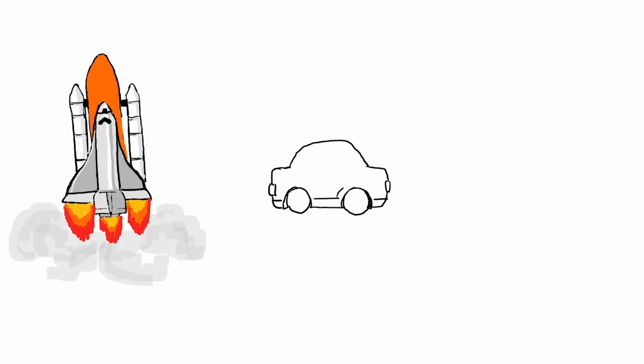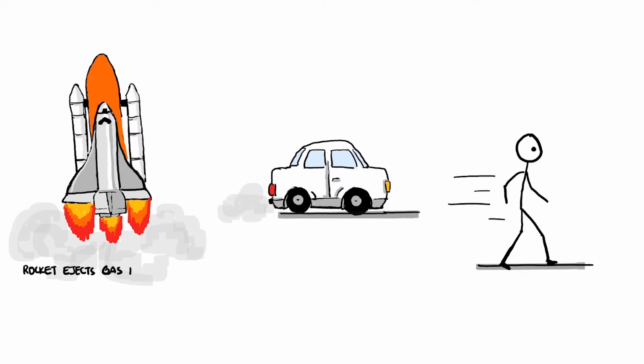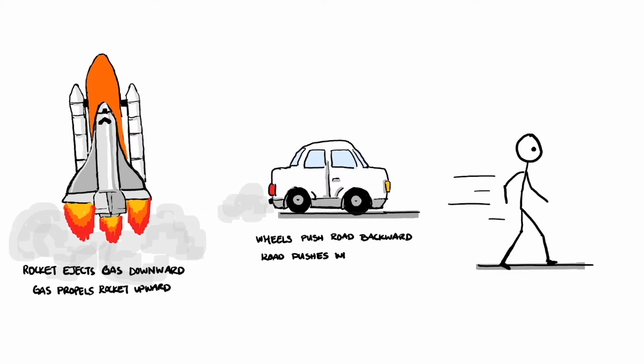This law is built into everything we do. We wouldn't be able to launch rockets into space without Newton's third law. In fact, we wouldn't be able to drive or even walk. As a rocket ejects hot gas downwards, the gas reacts to propel the rocket upwards. As the wheels of your car push the road backwards, the road reacts to push your wheels and the car forward. And similar to all of that, as your feet push on the ground backwards, the ground reacts to push you and your feet forward.